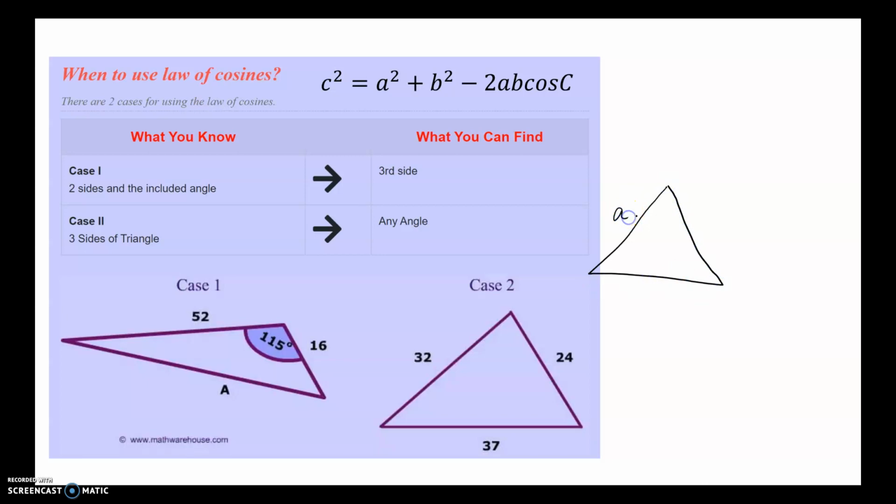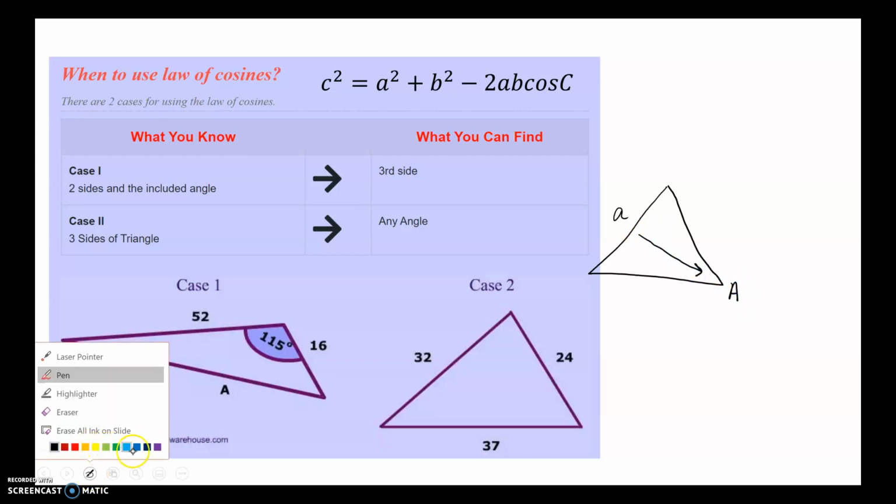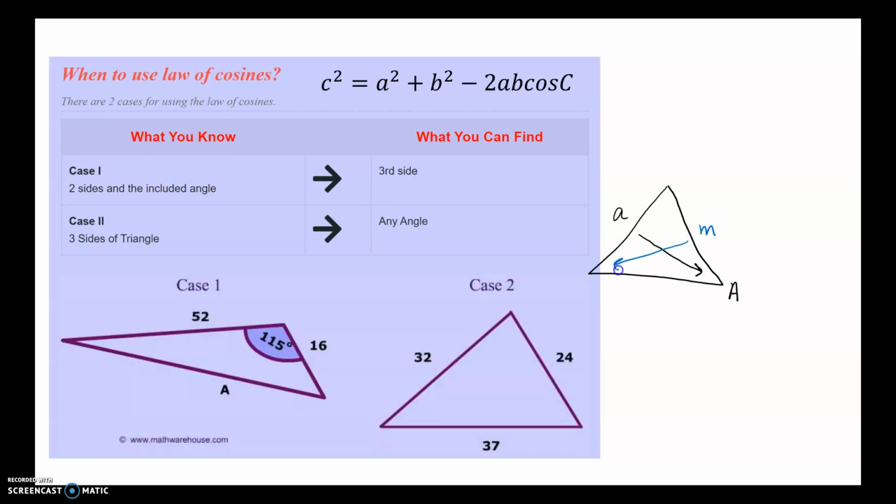So if I make this little side length A, then opposite little side length A is going to be capital A, its angle measure. Students, when they do this, they get so caught up in the letters that you're missing the relationship between the sides and the angles. If I named this side M, then opposite side M would be angle M. Okay, so angles and sides correspond to each other in a triangle when they're opposite of each other.